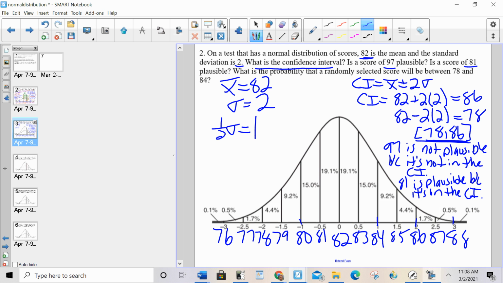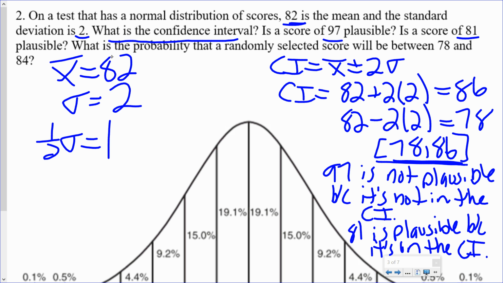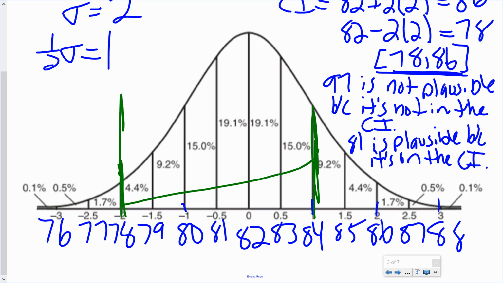Final question. What is the probability that a randomly selected score will be between 78 and 84? 78, 84. Add all these bars in between them.